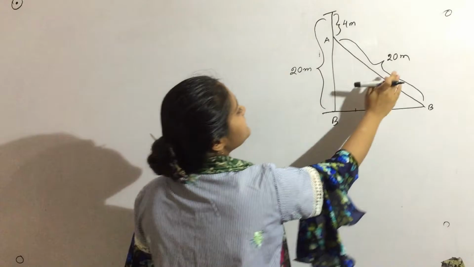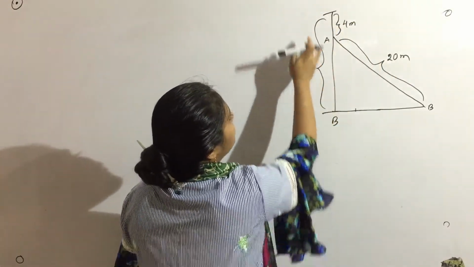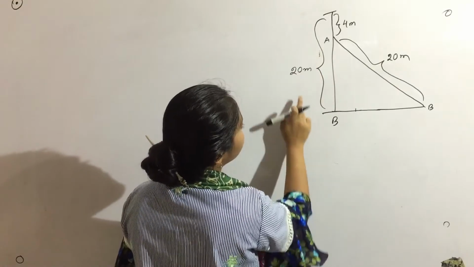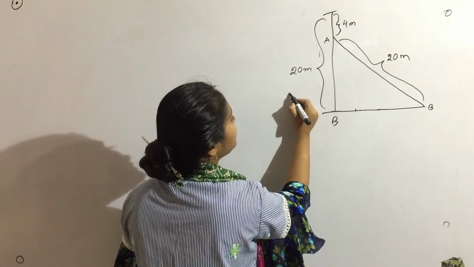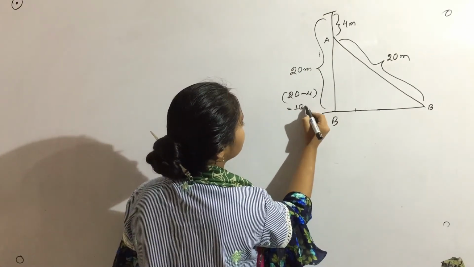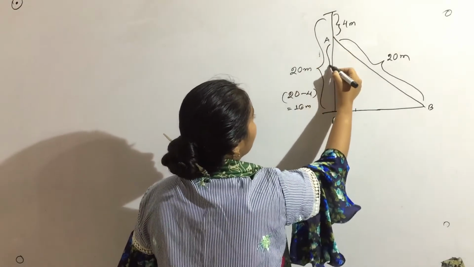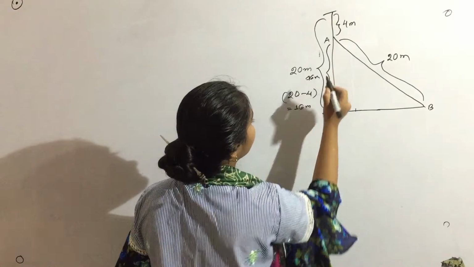So, if this is 20 meter, it has descended 4 meter, and the whole length used to be 20 meter. We can assume that from point A to point B, it will be 20 minus 4 equals 16 meter. So, part AB is 16 meter.